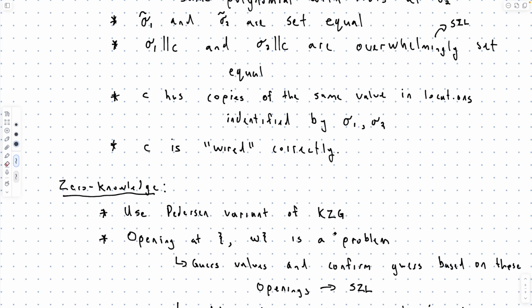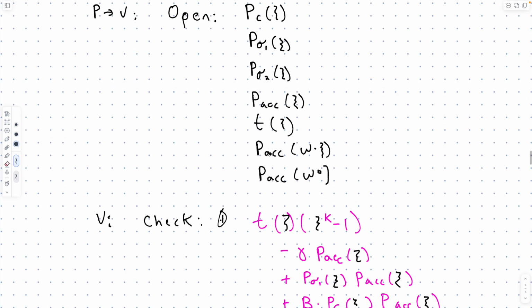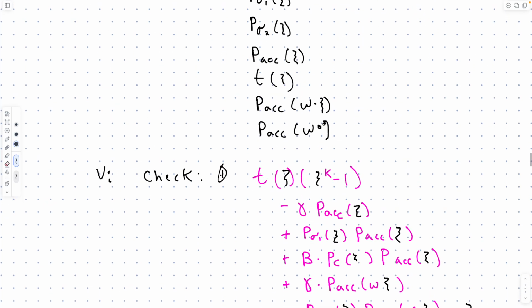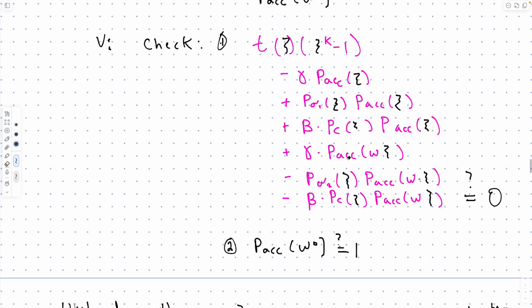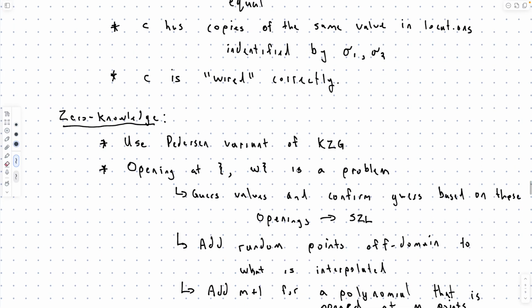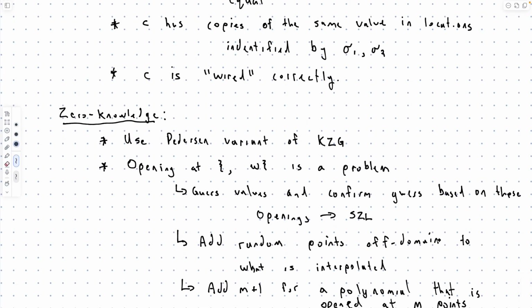Okay, so every time you open a polynomial, like say at zeta, but especially when you open a polynomial more than once, right? So like here, I was opening the accumulator at zeta, and I was opening at omega zeta, and I was opening at omega 0. Okay, so I had 3 openings. Then what I need to do is add at least 3 random points to my polynomial before I interpolate. And the best advice is to add 1 extra, so add 4. If you open a polynomial 3 times, add 4 points. Okay, so I add random points off domain to what is interpolated.